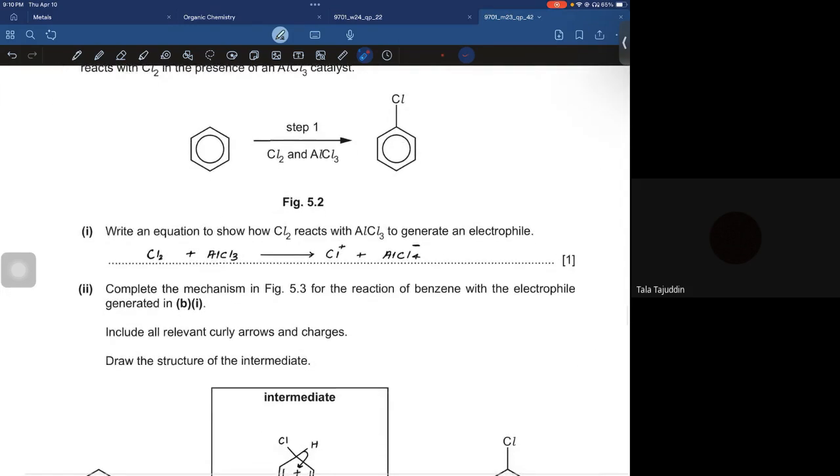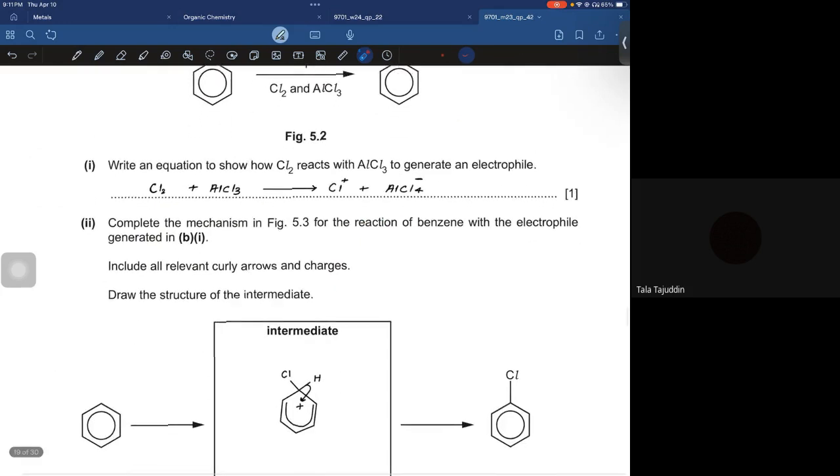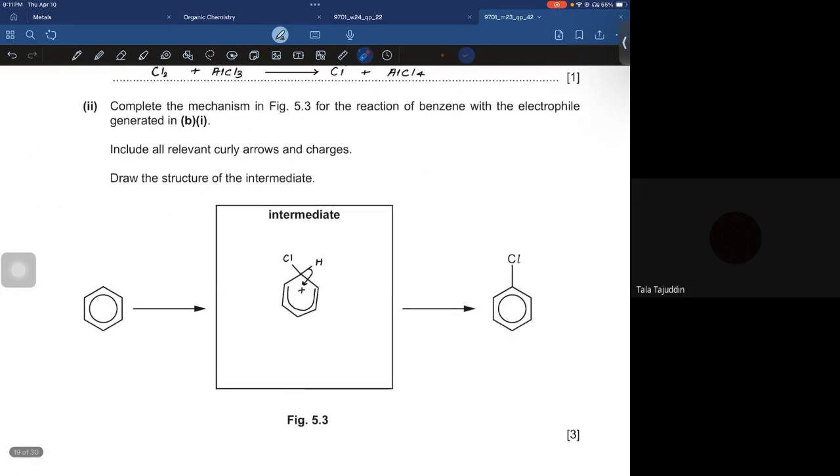Then part B says, write an equation to show how chlorine reacts with AlCl3 to generate an electrophile. Of course, it would be reacting with this AlCl3, which is used as a catalyst. It would be forming the electrophile, that is Cl plus, and the rest of the product would be this. Then draw the structure of the intermediate. Of course, it's very common. I'm not supposed to tell you this.